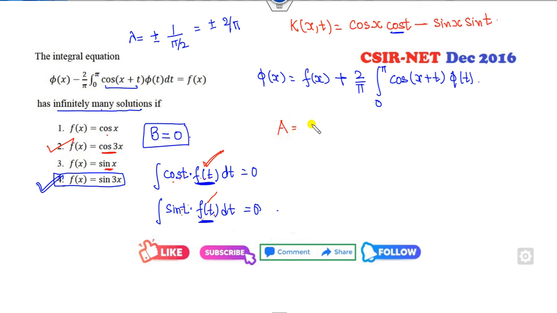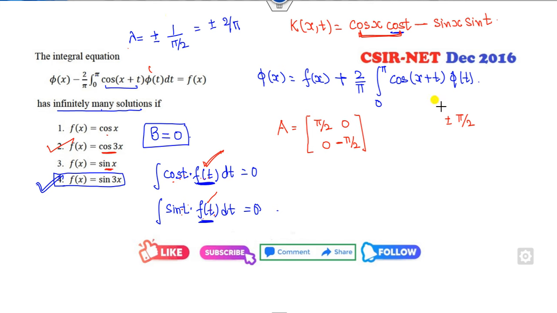Can you write the matrix A? Now we know the eigenvalues are plus minus 2 over pi of this. What is the eigenvalue of A? By the orthogonal property, you can see this value will be, what is the answer of this? Cos squared will be pi over 2. This is pi over 2, 0, and this is negative. So the eigenvalues are here.